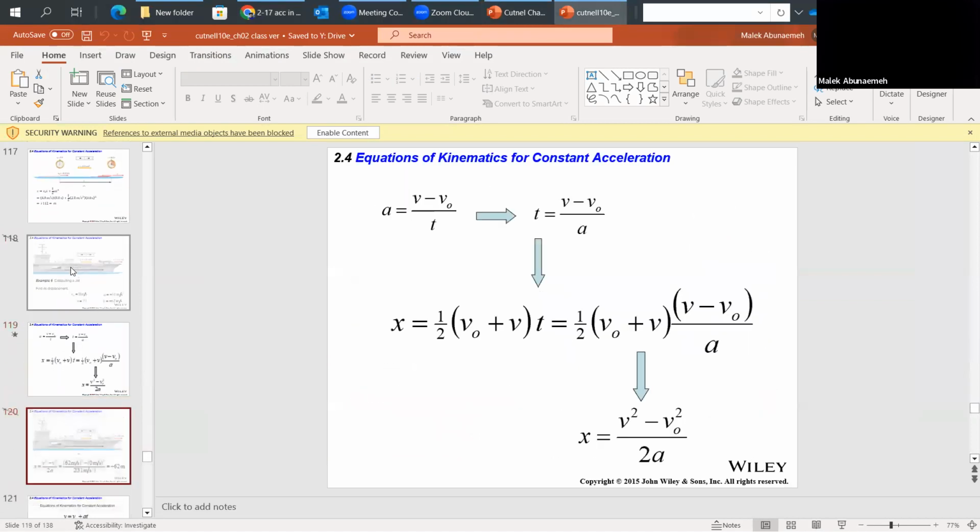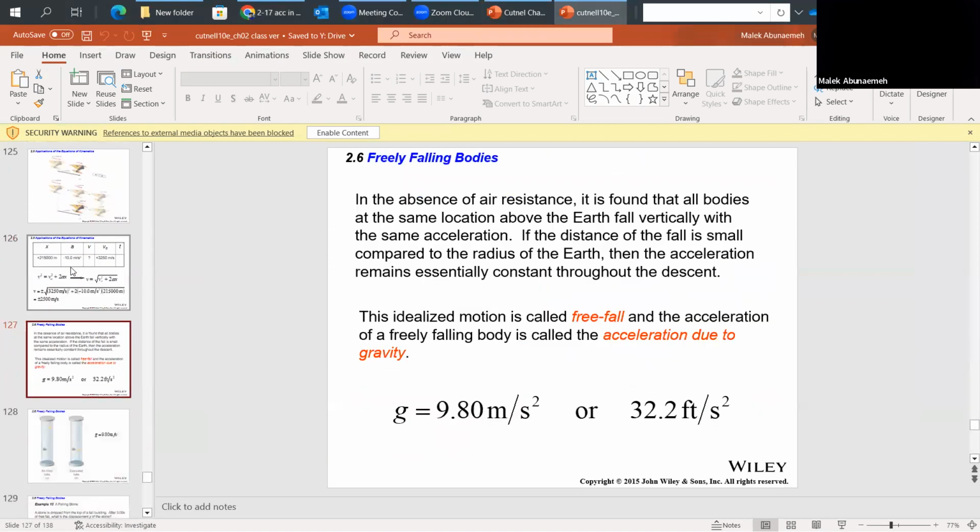So, and I'm going to skip ahead a little bit. I'm going to go back. So in the absence of air resistance, it was found that all bodies at the same location above the Earth fall vertically at the same acceleration, if the distance of the fall is small compared to the radius of the Earth, and the acceleration remains essentially constant throughout the descent.